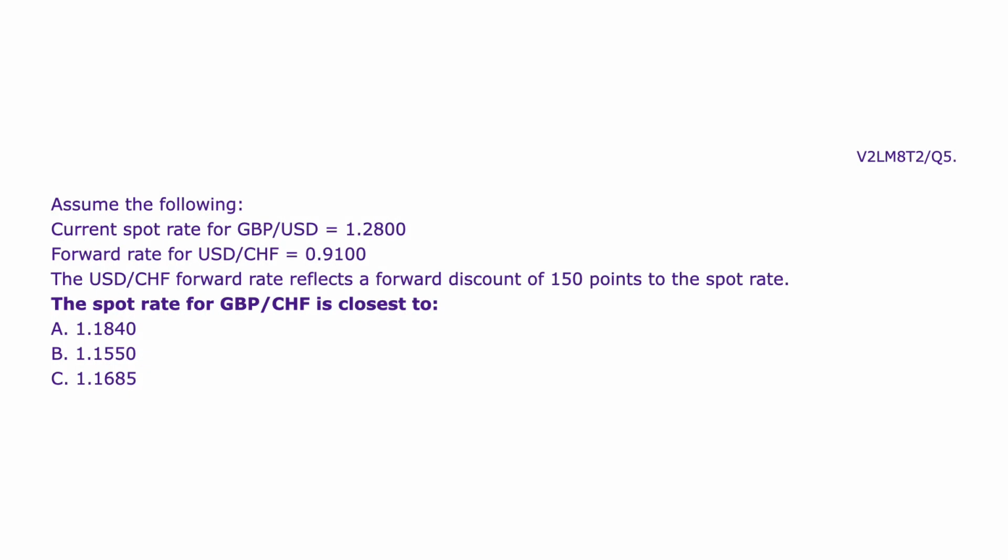Assume the following. Current spot rate for GBP/USD equals 1.2800. Forward rate for USD/CHF equals 0.9100. The USD/CHF forward rate reflects a forward discount of 150 points to the spot rate. The spot rate for GBP/CHF is closest to: A, 1.1840; B, 1.1456; C, 1.1685.